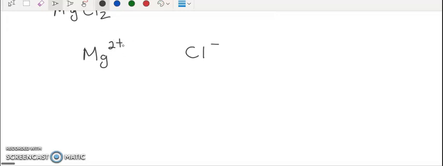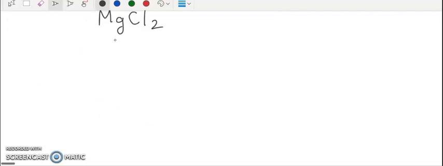Now magnesium has two electrons to spare, but chlorine needs only one. So the second electron will be used up by another chlorine. And this is how, because there is only one magnesium, we write it as Mg, and because there are two chlorine, we use MgCl2. And this is how you come to the formula.